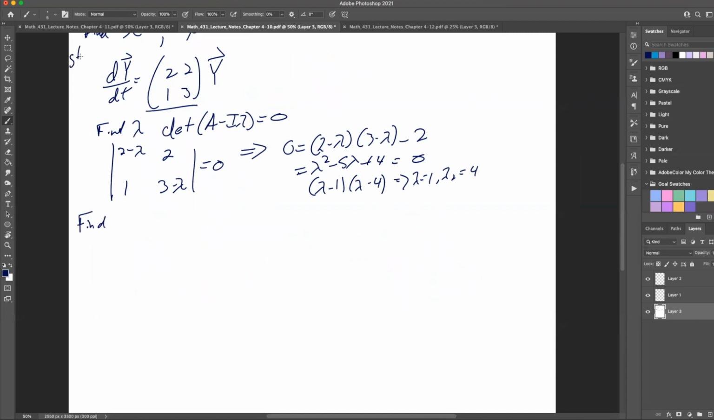All right, so I'm going to find the eigenvectors. So here, if I was writing step 1, put it in matrix form. Step 2, find the values. Step 3, find the vectors.